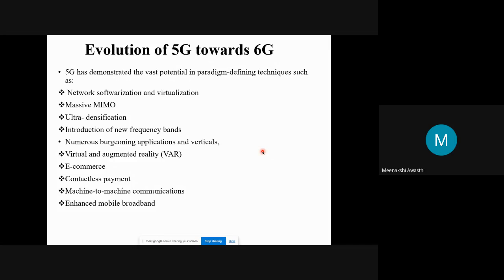5G demonstrated vast potential in paradigm-defining techniques such as network softwarization and virtualization, massive MIMO, ultra densification, and the introduction of new frequency bands. This is the 5G which is yet to be deployed in India, of course. Maybe in a few countries it has already been deployed. So it has demonstrated wide potential, a kind of paradigm shift, with massive MIMO, densification and good speed.